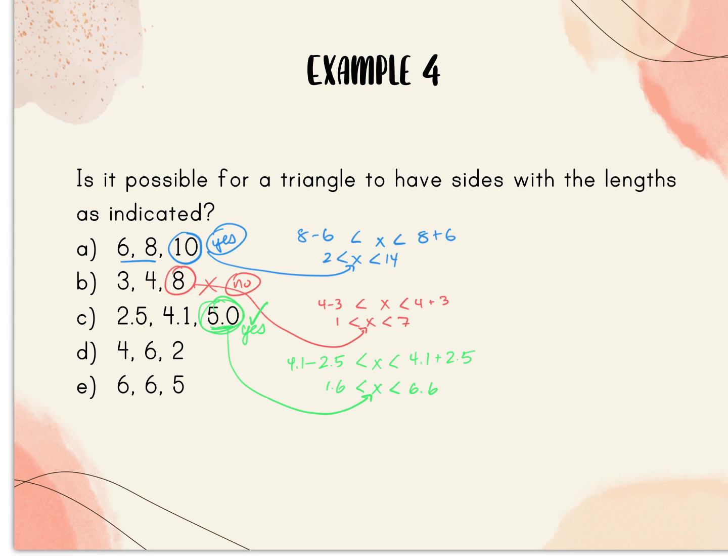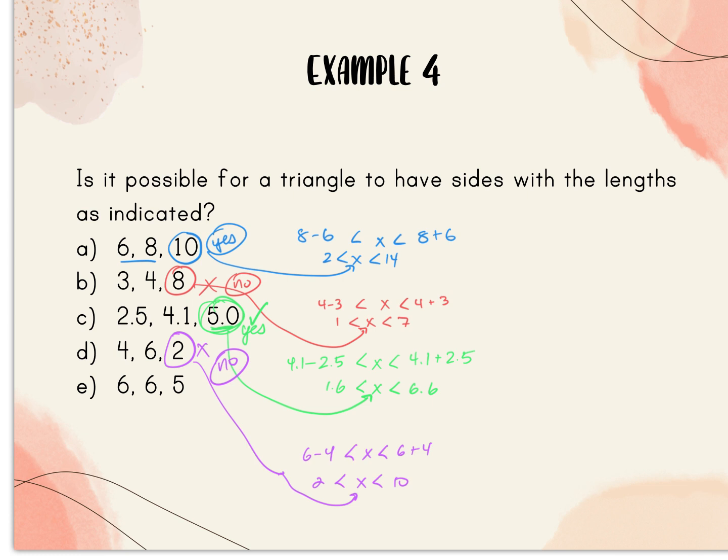We're just going to keep going to the last few. Again, I'm going to grab the 2 here, and x is less than 6 plus 4, and greater than 6 minus 4. So I get 2 is less than x, which is less than 10. And if 2 falls in here, which it does not, so this is a no. Remember, x has to be greater than 2. It cannot be equal to 2.